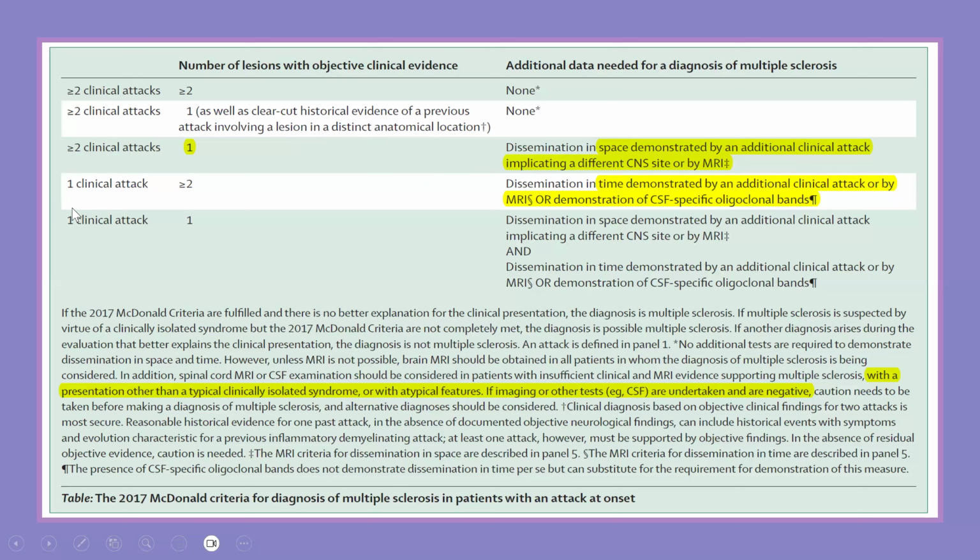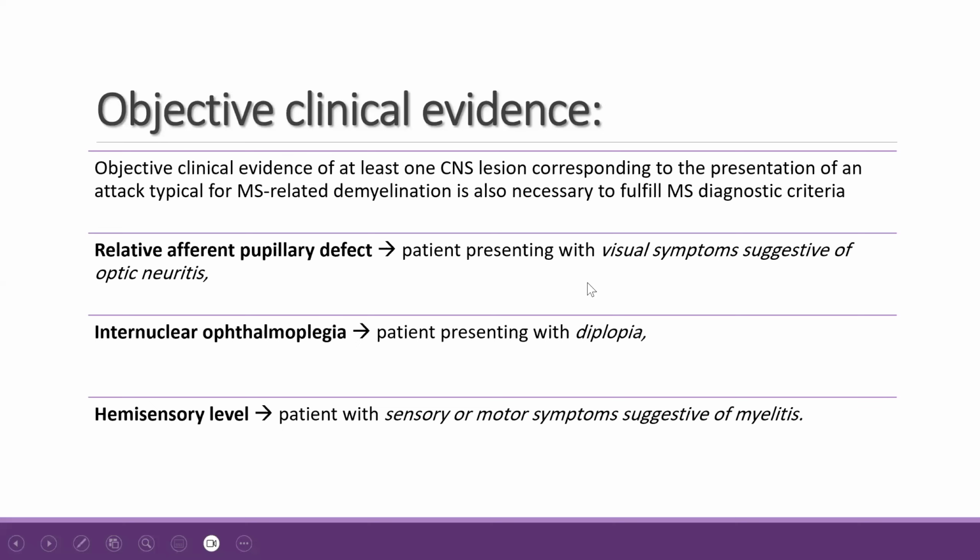If we have one clinical attack and two or more objective lesions, we need what we call dissemination in time. And again, we will talk about that. If we have one clinical attack and one lesion, we need both dissemination in space and time. So these are the objective clinical evidence.